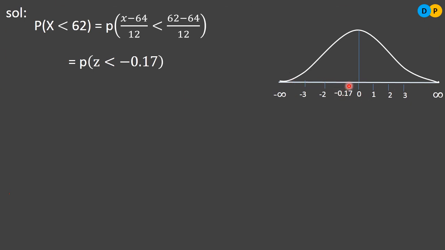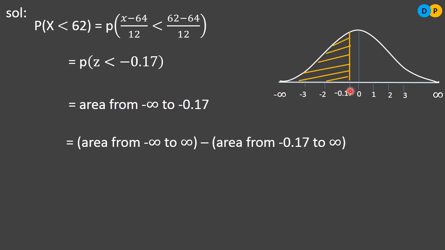We are looking for Z less than minus 0.17. Less than means this particular area, this side towards minus infinity. This is the complete area we need to find out. That is the area from minus infinity to minus 0.17. How to find this?